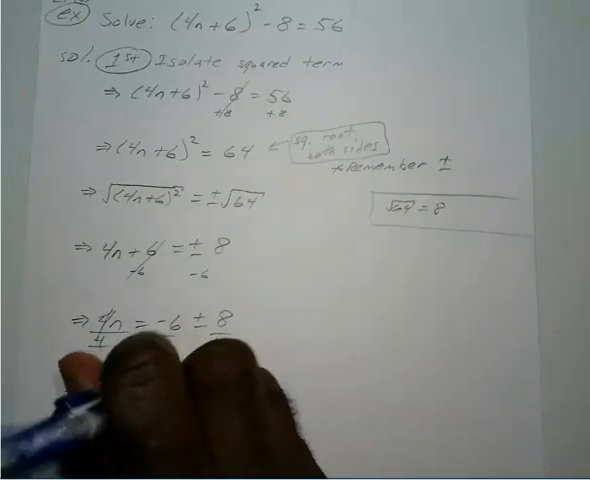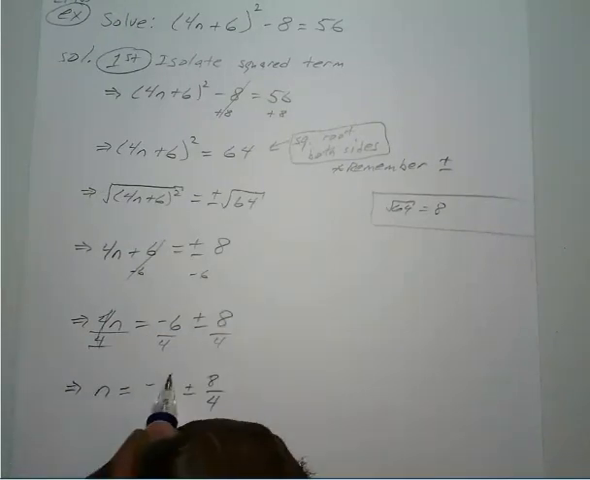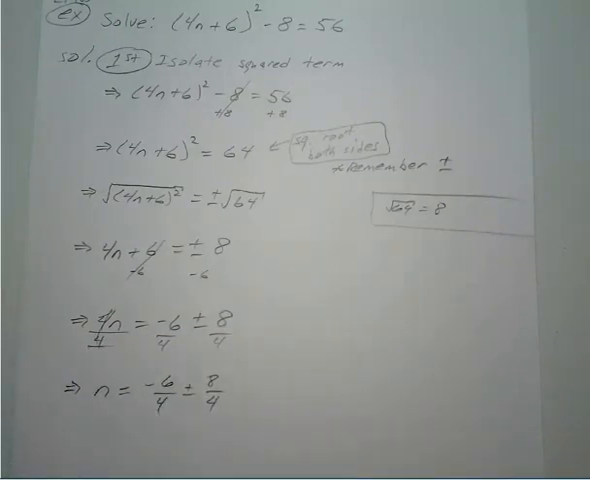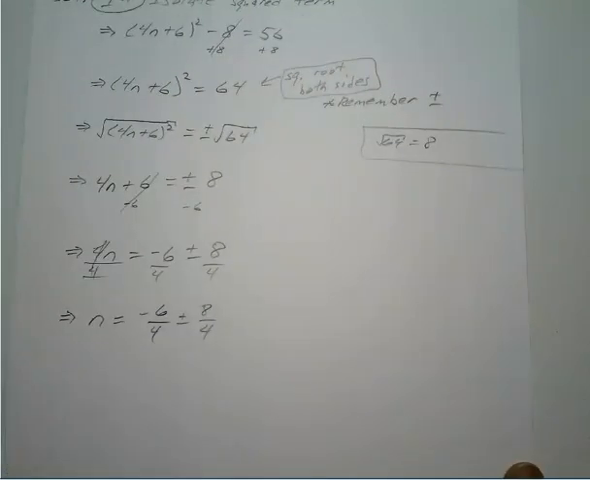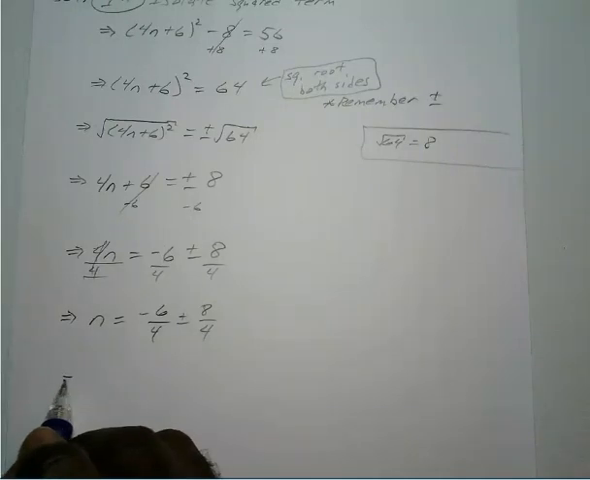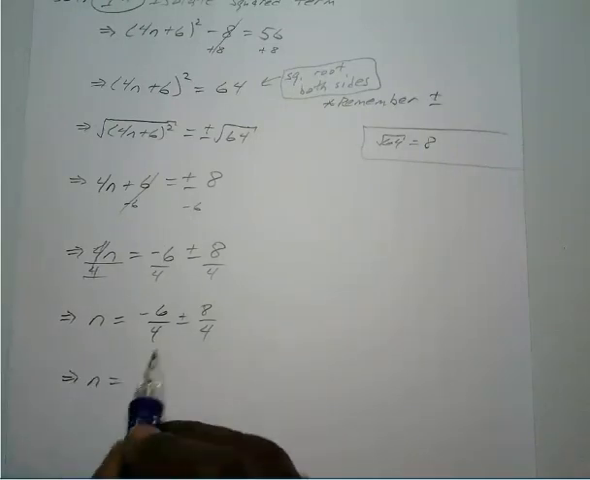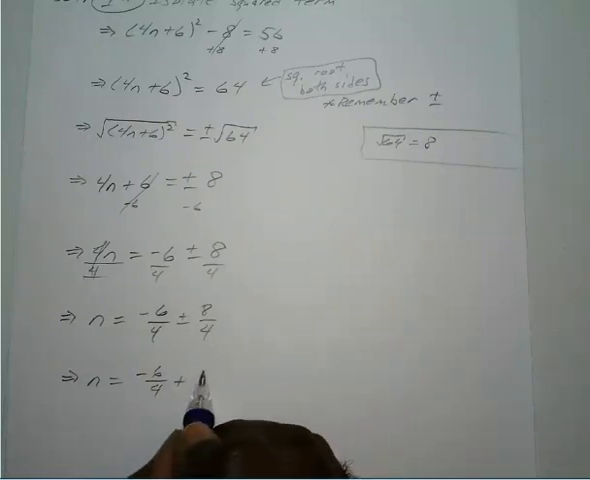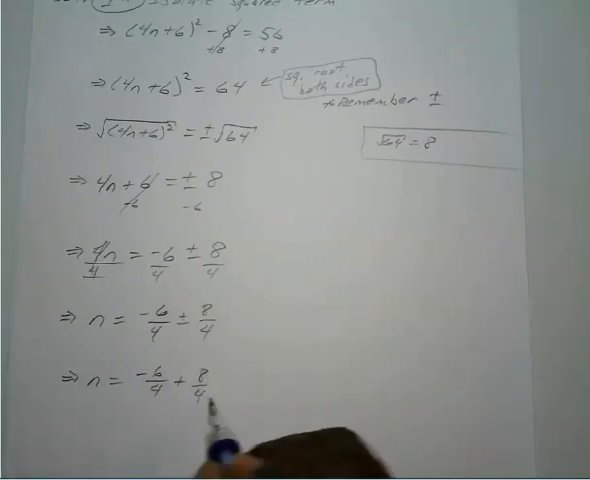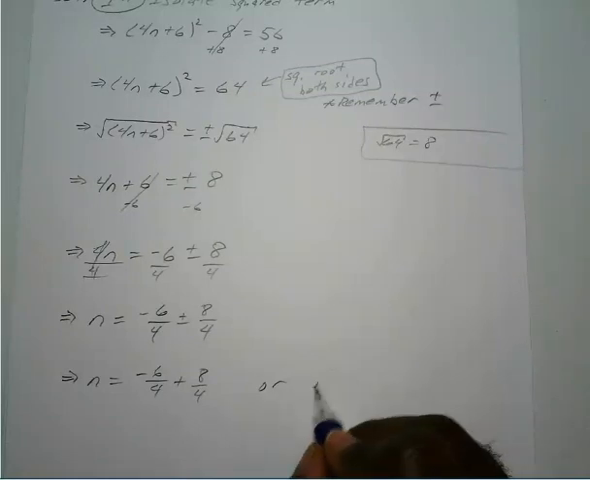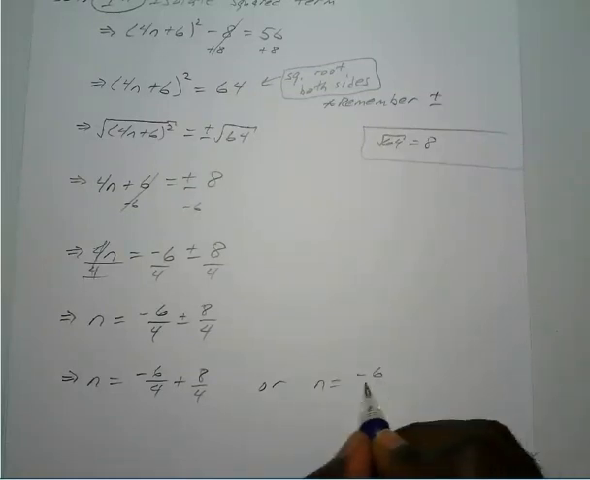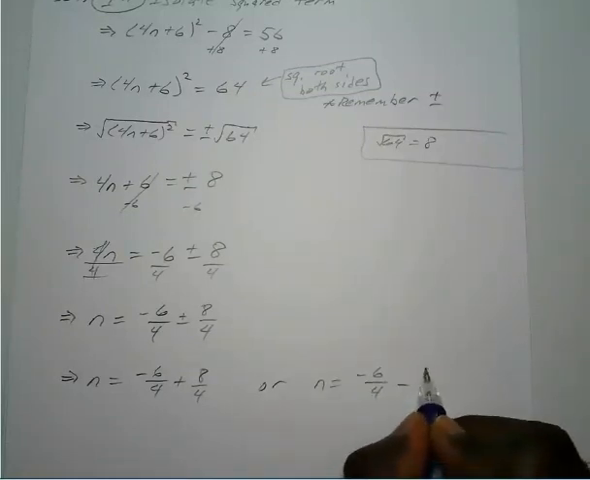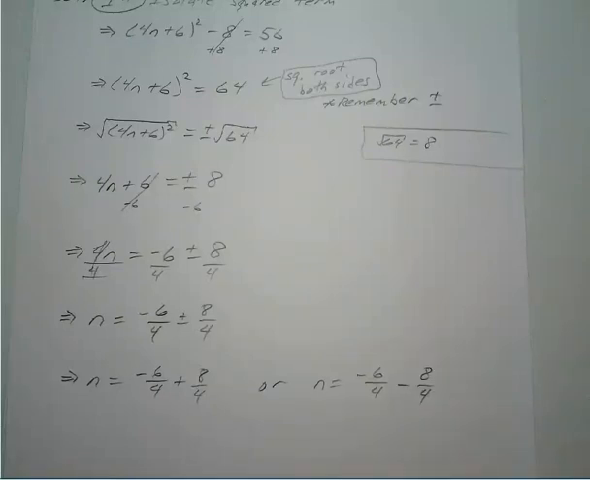Make that a little bit bigger. Negative 6 over 4. There we go. Okay, now for this one, we can't leave it like this because it can't be simplified. So that means n can equal negative 6 over 4 plus 8 over 4, or n can equal negative 6 over 4 minus 8 over 4.